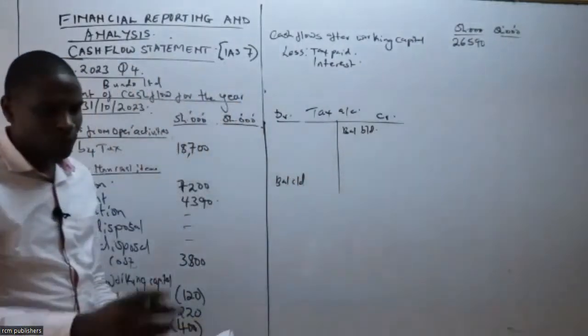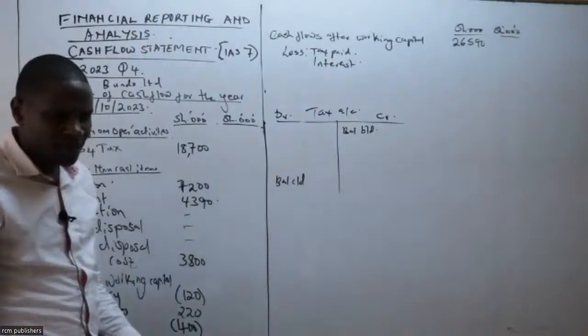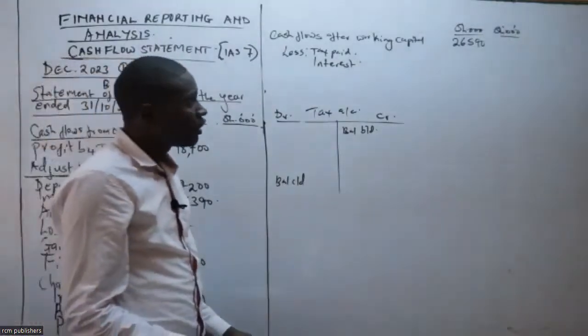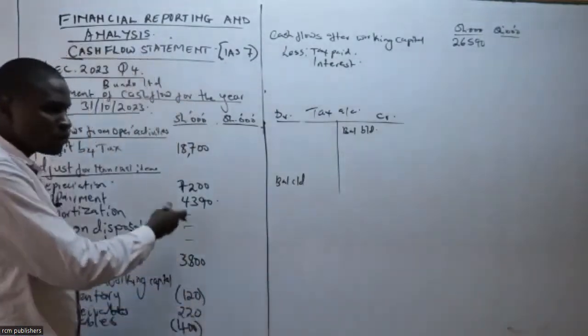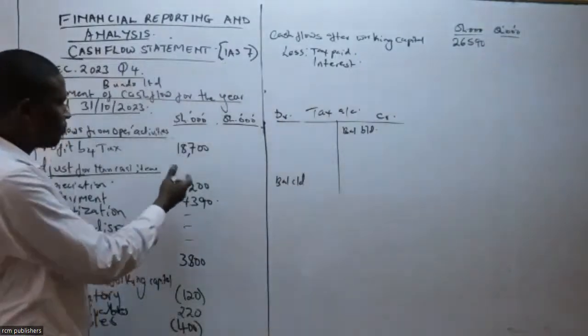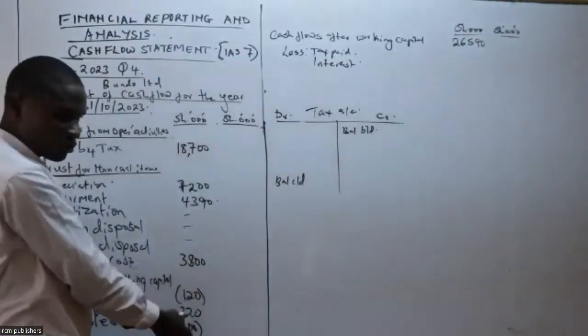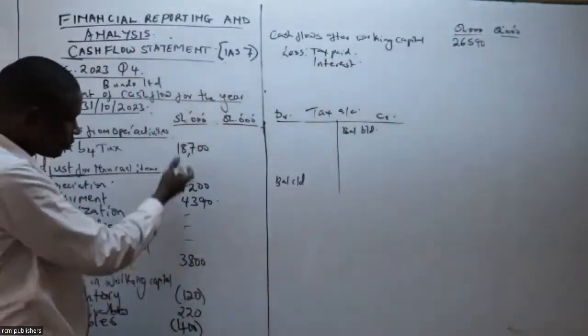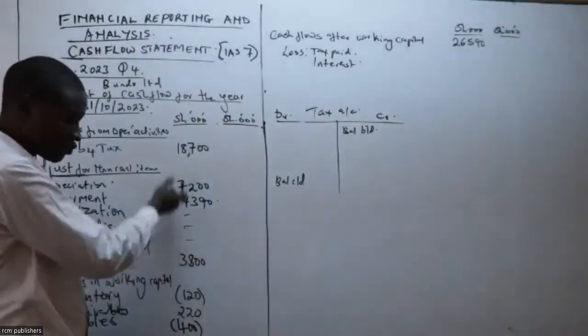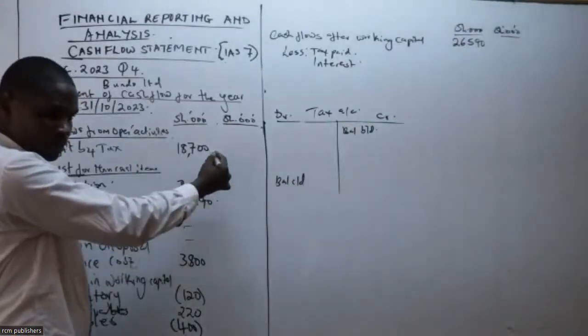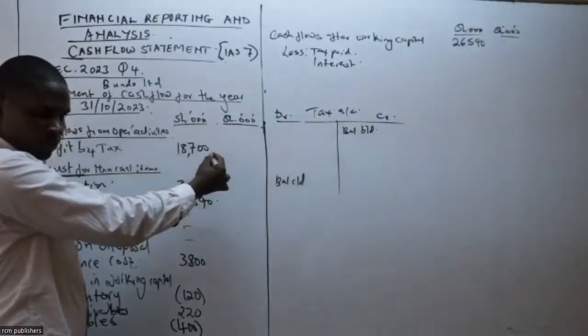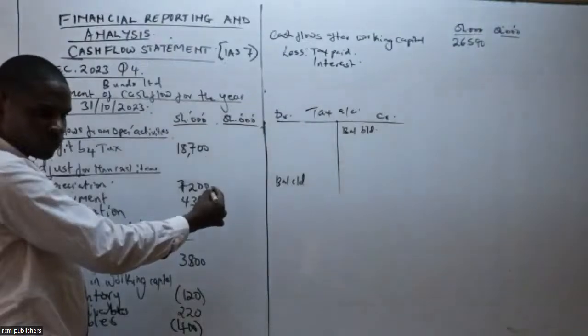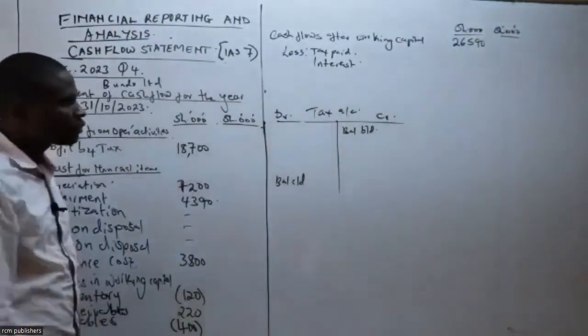Therefore, 26,590. That is what you're giving me. Peter, can you pick your calculator or your phone and give me the result of this? That will be cash flow after working capital. All these, cash flow after working capital, everything from here, the total from profit before tax. That 4090. And whoever gave me 26.